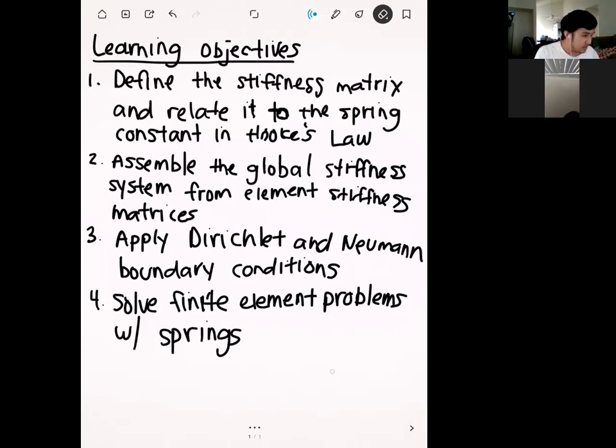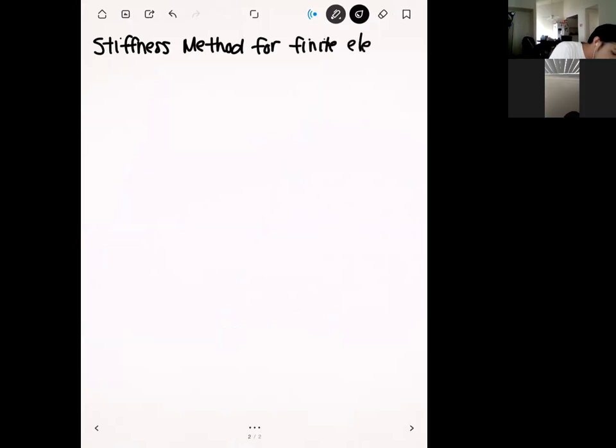Okay, so let's go ahead and get started today. The topic for today is the stiffness method for finite elements. What this stiffness method is, is a way to implement the finite element method. This class is a little bit of a misnomer. It talks about the finite element method and finite element analysis.